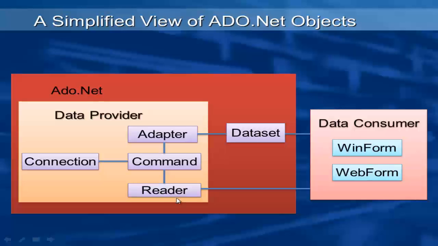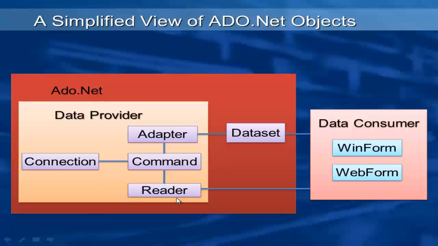So what is the reader object? Reader object is a read only, forward only, connected way of using the data. What's the meaning of saying connected? You are disconnecting from the database at the end, not in the middle. What is the disconnected way? Only when you want, you establish the connection and get the data. After that, you disconnect.